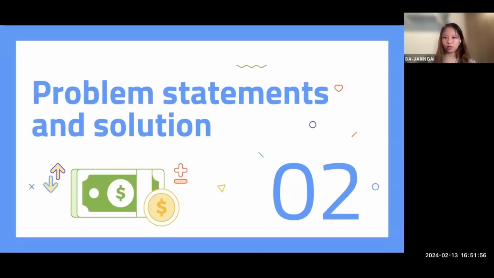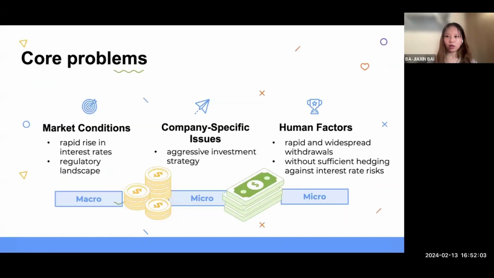So after this really simple introduction, secondly, we will come to the problem statement and solution. To summarize the problems we stated before, they can be divided into two parts: the macro and the micro problems. For the macro problems, these cannot be avoided because they are decided by market conditions, like the rapid rise in interest rates and also the really loose regulatory landscape. They can all become causes of why SVB faced this collapse.